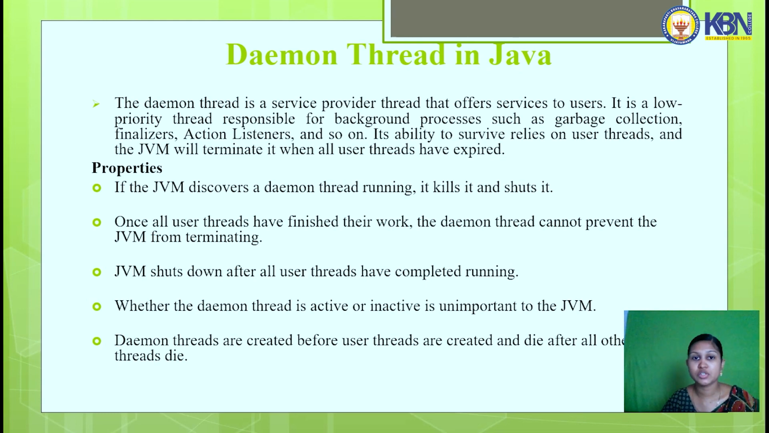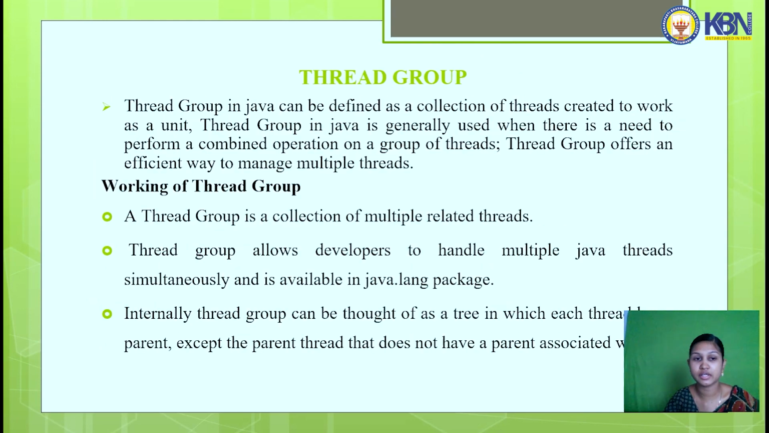What are the properties of daemon threads? If the JVM finds a daemon thread running, it kills it and sheds it. Once all user threads have finished their work, the daemon thread cannot prevent the JVM from terminating. If the JVM shuts down after all user threads have completed running, whether this daemon thread is active or inactive is unimportant to the JVM. A daemon thread is created, the user threads are created, and it dies after all other threads die.